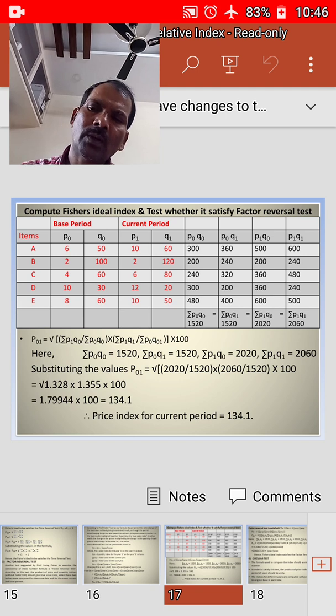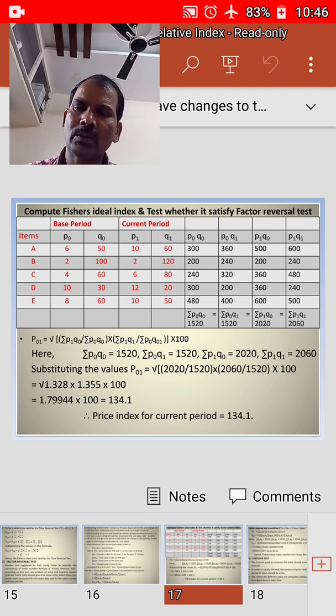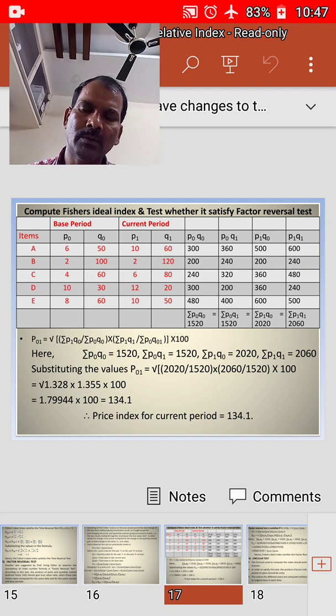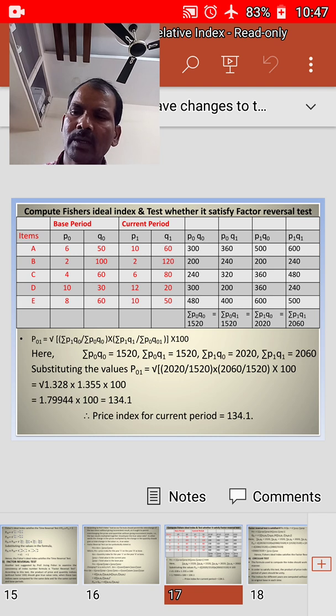If you add all these, sigma P0 Q0 is 1520. Sigma P0 Q1 is 1520. Sigma P1 Q0 is 2020. Sigma P1 Q1 is 2060. Here we have all the required terms and we need to substitute them in the formula.